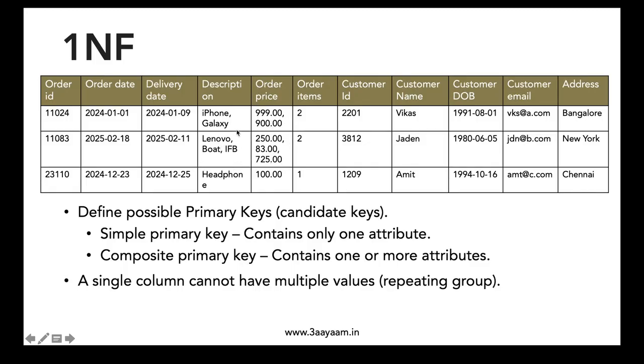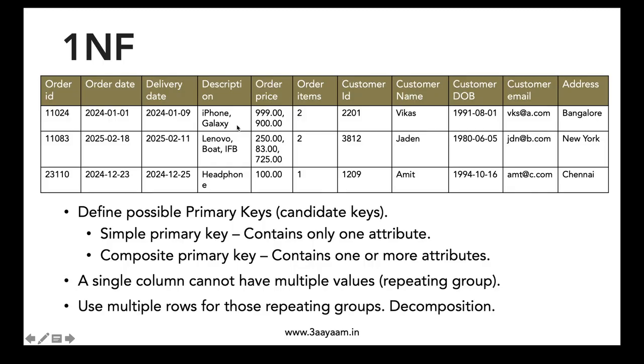So we'll have to break it down. We'll have to use multiple rows for these repeating groups, put them in their own rows, and that process is called decomposition. So in first normal form, we have to make sure that we have a list of candidate keys. It can be one or more than one. In our case, at least as of now, it is one.